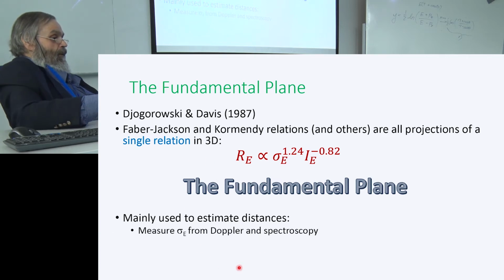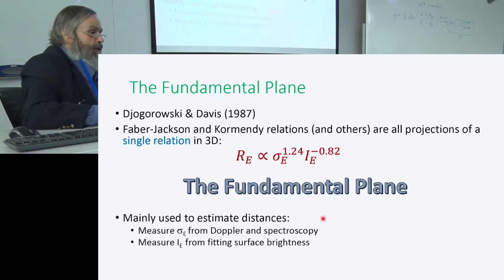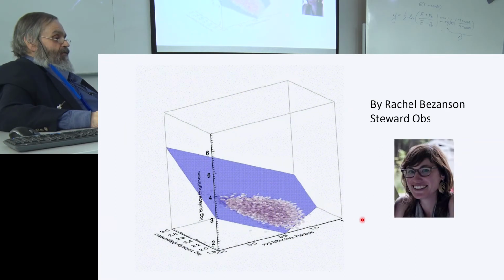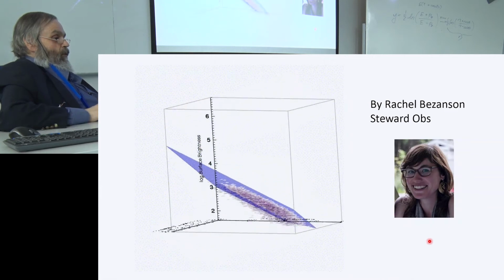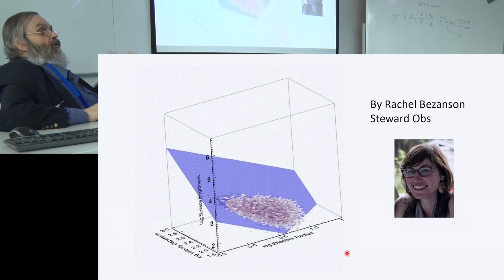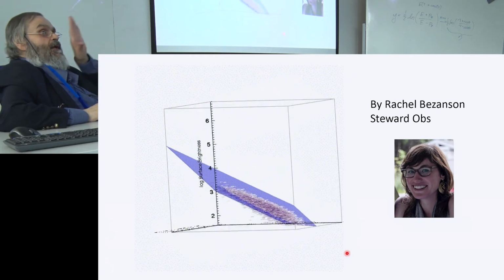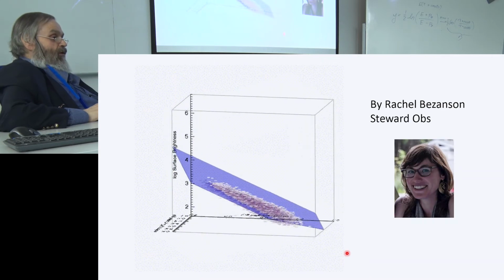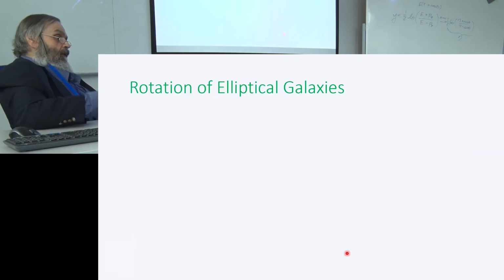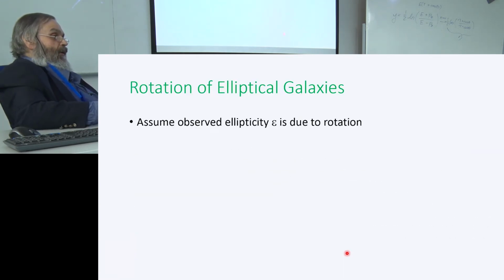Again, you measure sigma from Doppler motion, and Ie from surface brightnesses, and hence you can calculate Re in kiloparsecs and measure Re in arcseconds, and so that gives you the distance. And this is an example showing you what that fundamental plane looks like in 3D, where you have your 3 different dimensions. If you look at a projection in 1D, you can see that relation in any two dimensions, but it's actually much tighter in 3D. Okay, that's just so you recognise the word fundamental plane if you come across it.